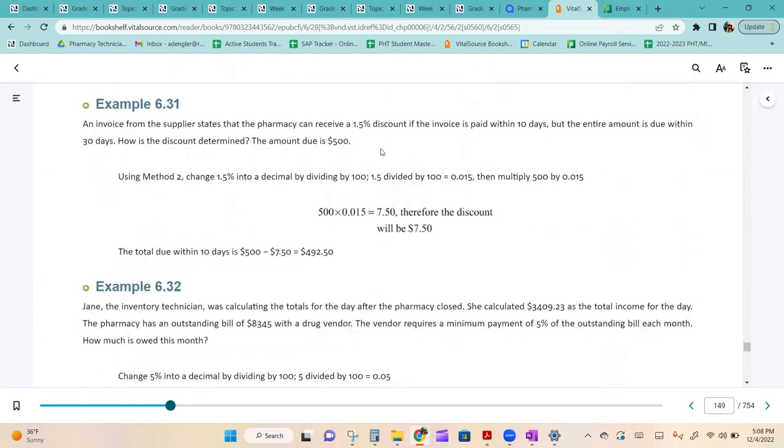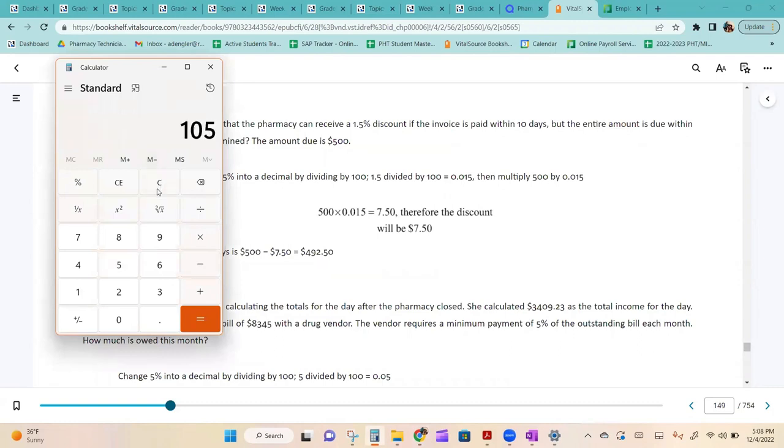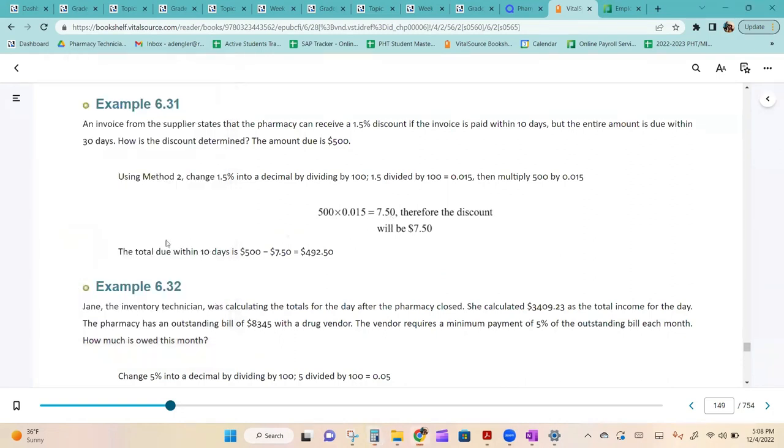An invoice from the supplier states that the pharmacy can receive a 1.5% discount if the invoice is paid within 10 days, but the entire amount is due within 30 days. How is the discount determined? The amount due is 500. So we want to find out how much 1.5% is off of 500. Again, they just took 1.5 and divided by 100, and got 0.015 and then multiplied it by 500 to find out that the discount was 750.